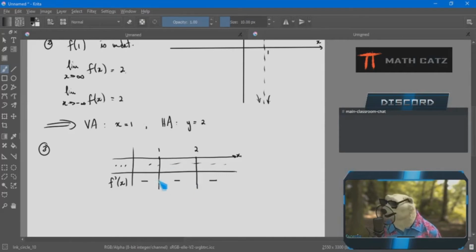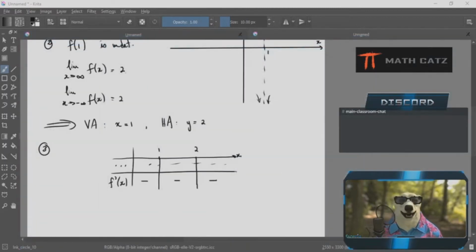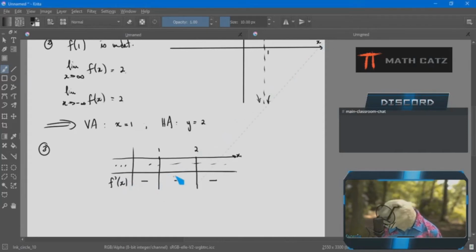I also want to know what happens at those x values, right? So that's where they give me this middle box. The derivative at 1 is undefined. Derivative at 2 is 0. So I can put that right in my table. Derivative at 1, undefined. Derivative at 2, 0. So now, this is really all I need.